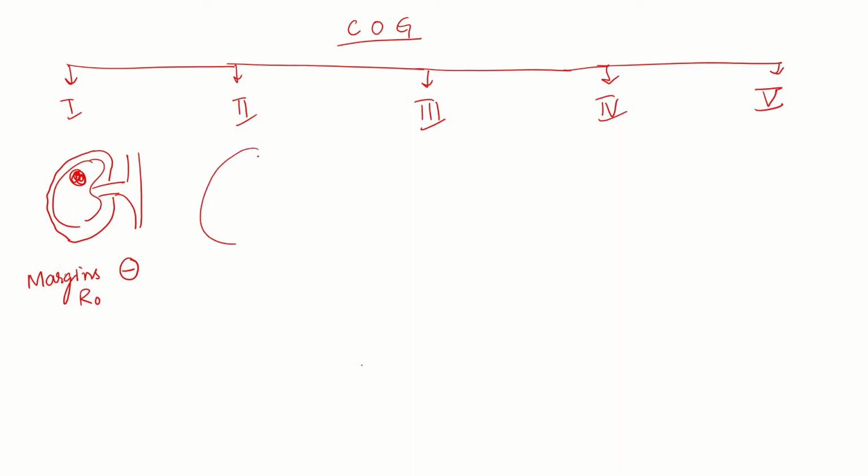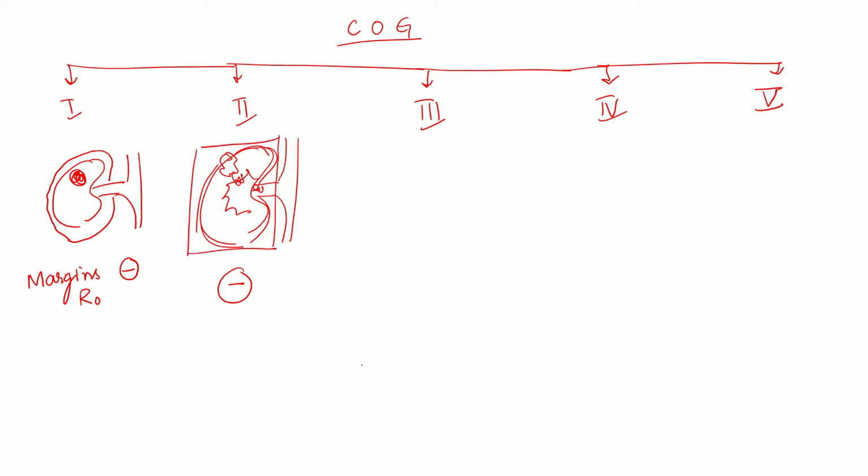Coming to stage 2, there may be a breach of the renal capsule, but we are able to remove the entire tumor. So margins are negative in stage 2 as well. The tumor may even extend into the renal sinus or into the renal vein, but we are able to remove it as a whole in the nephrectomy specimen, and it is not extending beyond the nephrectomy specimen. So this is also an R0 resection. It might involve blood vessels outside the renal capsule, small blood vessels, but it is an R0 resection.